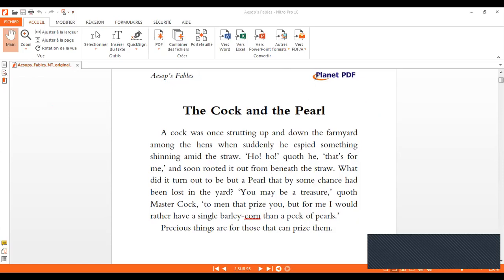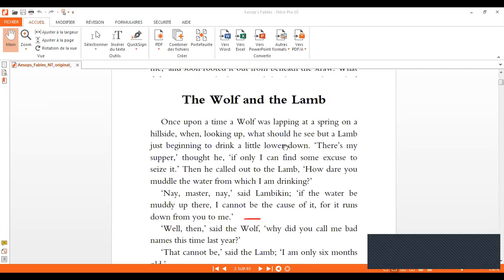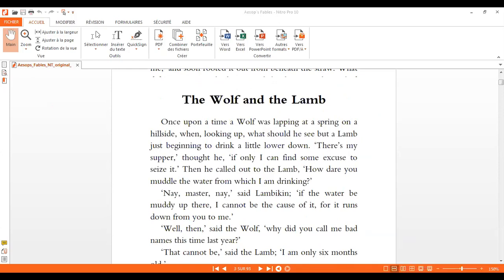Okay. Let's see another story, the wolf and the lamb. We just review the stories, but we focus on different sounds. So I'm going to take this copy again so we can focus on schwa. Okay, the wolf and the lamb.